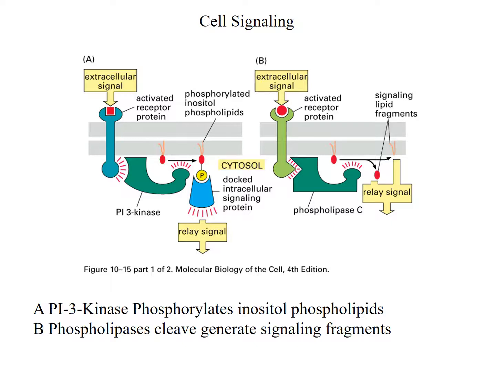So this phospholipase breaks apart the lipid into a DAG molecule and an IP3. Turns out that the DAG molecule can do signaling, and this IP3 actually will go to the ER, and you'll have a calcium-based signaling there. So this is two paths. So you have one signal, but you got two different relay systems that have been activated here.